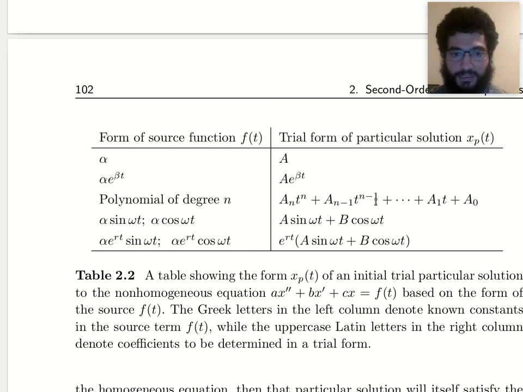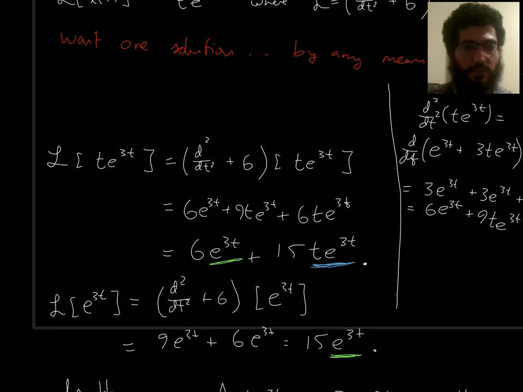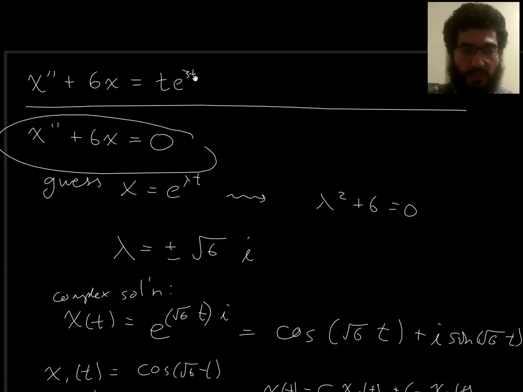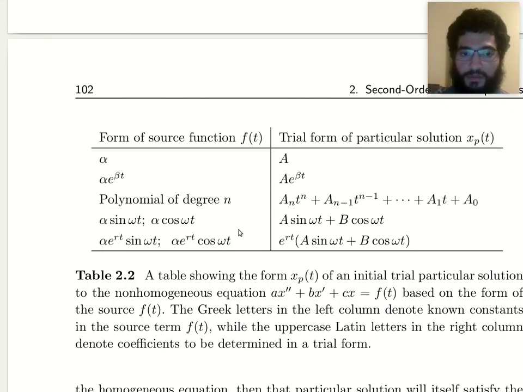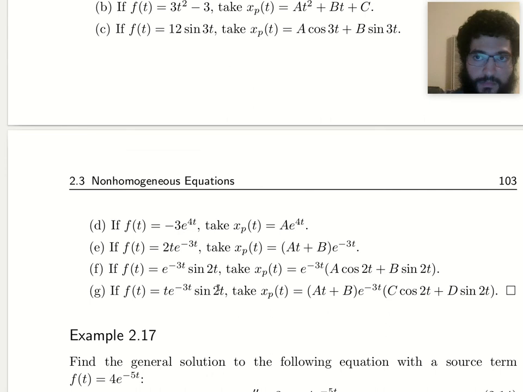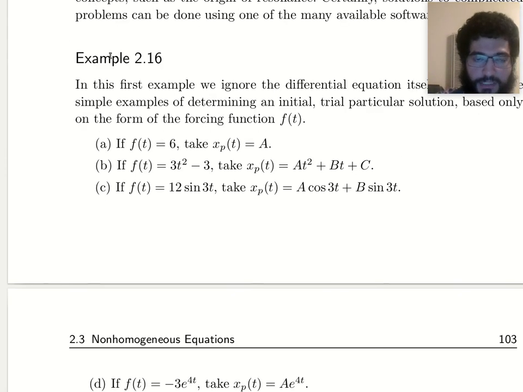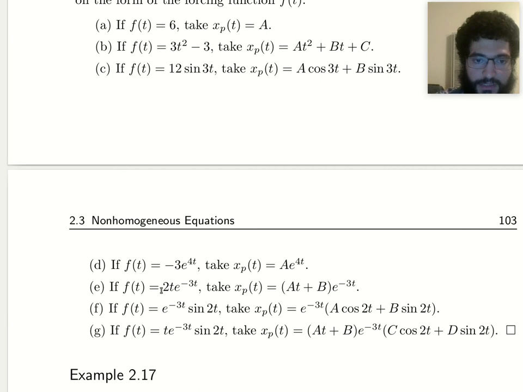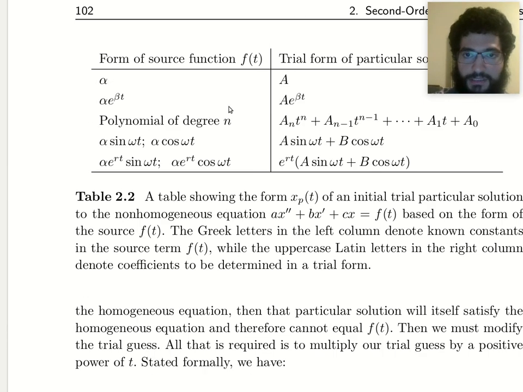Oh, and notice that certain things are not in the table. Like, for example, this one, te^(3t). That's not actually any one of the things that shows up in this table. But I just noticed this mentioned here in example 216, or at least something similar. Te^(-3t) shows up here. And they're saying guess exponential times a polynomial of the same degree. So like if you have t^3 e^(3t), then you would guess an arbitrary degree 3 polynomial times e^(3t). Okay, so you'll get the hang of this as you start doing it.